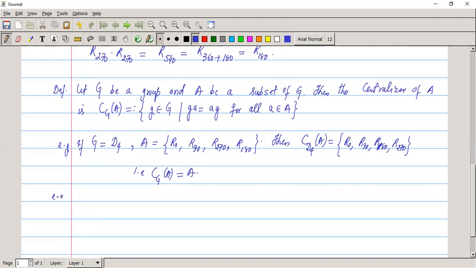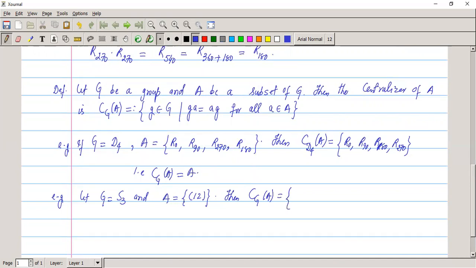Now similarly, let's take one more example. Let G be equal to S3, and let's choose the set A. Suppose it contains just one element, (1 2). Then we want the centralizer of the set A in G.